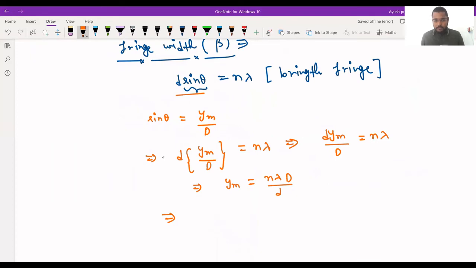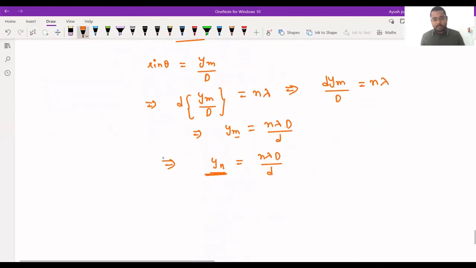So yn is equal to n lambda D upon small d. This is the distance of the nth bright fringe from the central maximum. Now I want the distance of the n plus 1 bright fringe from the central maximum. That will be y(n+1), so we will put n plus 1 in place of n. So we will get (n plus 1) lambda D upon small d, right?